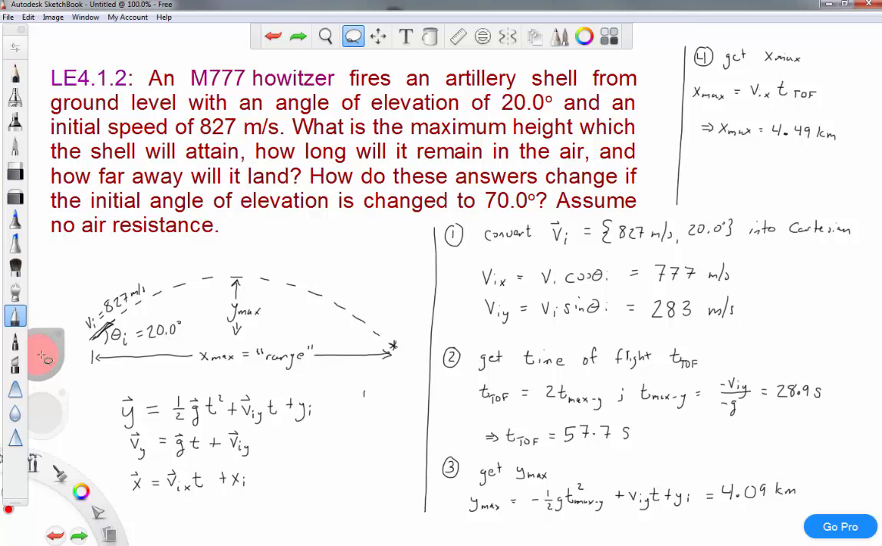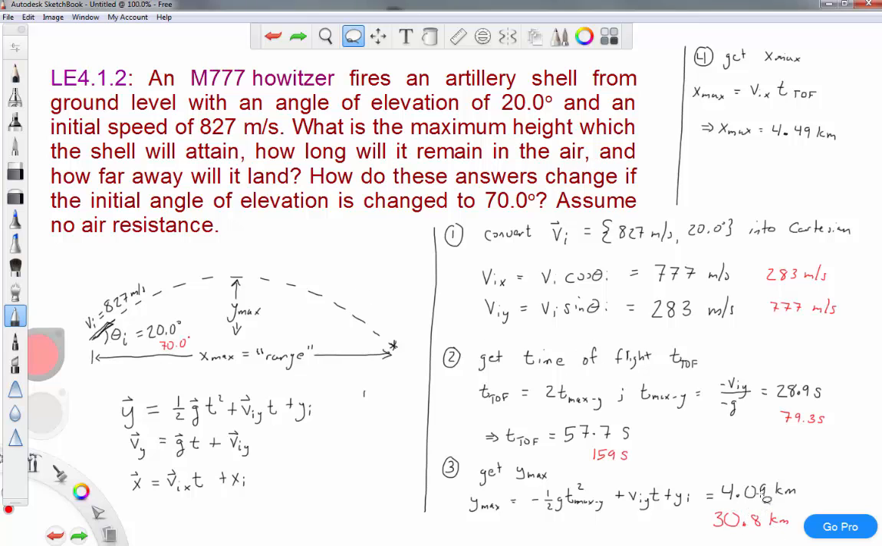The second part of this question was, how does everything change if your angle of elevation is 70 rather than 20 degrees? You do the same process again, but you get slightly different numbers. For example, your initial x speed is now 283 meters per second and your initial y component is 777 meters per second. This leads to a longer time of flight and time to reach the maximum height: 79.3 seconds to the maximum height, 159 seconds for the time of flight. This means it will go a lot higher, actually to 30.8 kilometers.